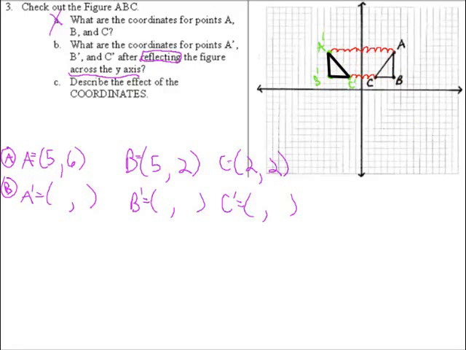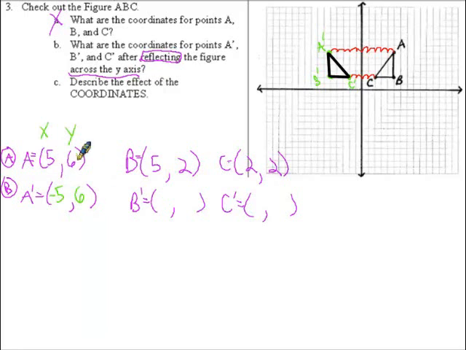Okay. And so now I've got to write the coordinates down. All right, so if I look at the coordinates for A prime, I'm going to start at the origin. I go -1, -2, -3, -4, -5. So it's -5 right there. And then +1, +2, +3, +4, +5, +6. +6. Okay, now here's my x value and here's my y value.